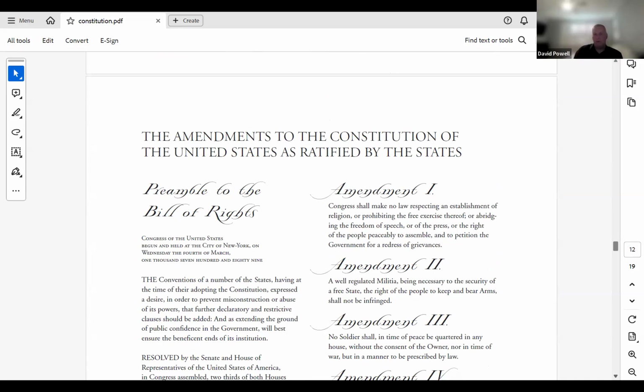The First Amendment you're familiar with: the right to free speech, freedom of expression, freedom of assembly, freedom of religion, freedom of press. All those basic fundamental freedoms are found there in the First Amendment. Now, one thing that Americans oftentimes don't talk about is that these are not necessarily blanket provisions.